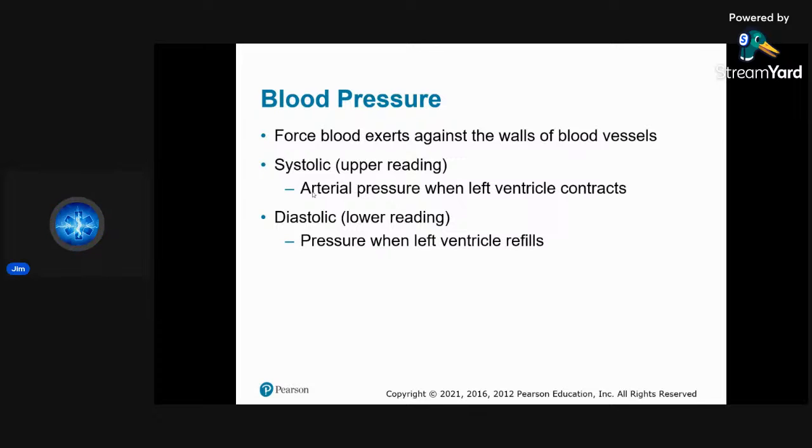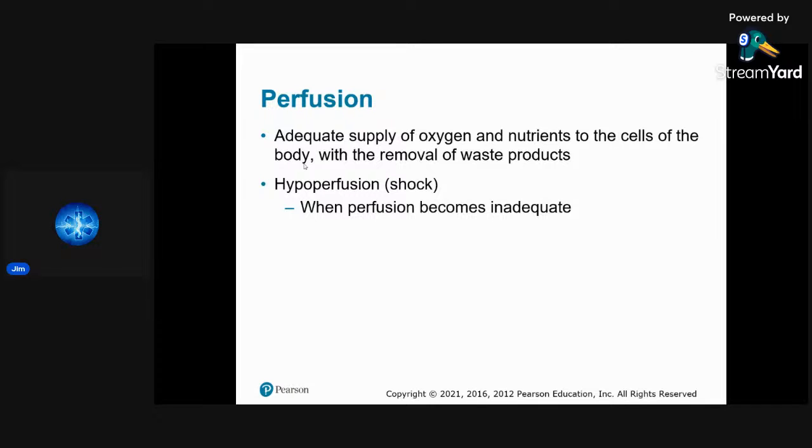Blood pressure is the force of blood exerted against the wall of a blood vessel. When we start talking about blood pressure, we have two numbers, an upper reading and a lower. The upper is your systolic number. This is the pressure when the left ventricle contracts. And the lower number is the pressure when the left ventricle refills, or when your heart's resting or relaxing. So which number should be smaller, the top or bottom? That's right, the bottom should be smaller.